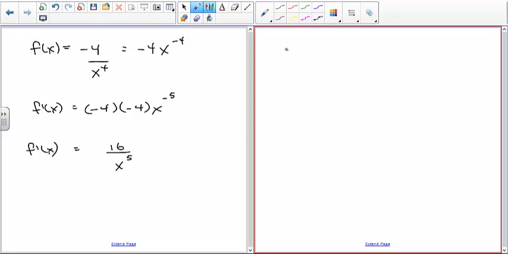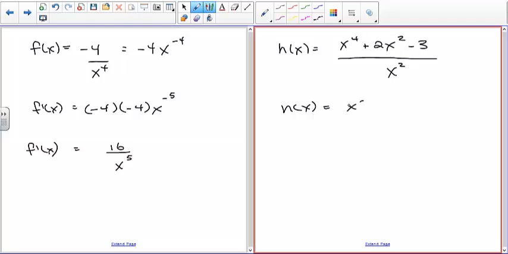Okay, the next is an example of where you can not use the quotient rule, but take the original function and just simplify it into separate terms. Sometimes in calculus it's better to kind of unsimplify things. We may have simplified this, found a common denominator or something like that, but to take the derivative, it's better to divide each one of these by x squared. So you'll get x squared plus 2 minus 3 over x squared.